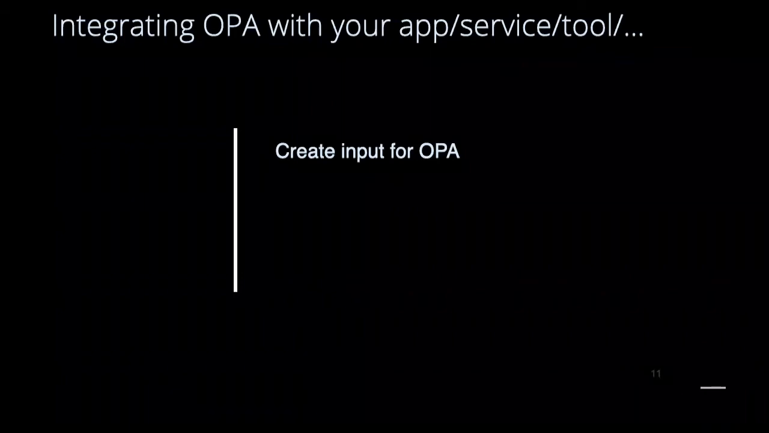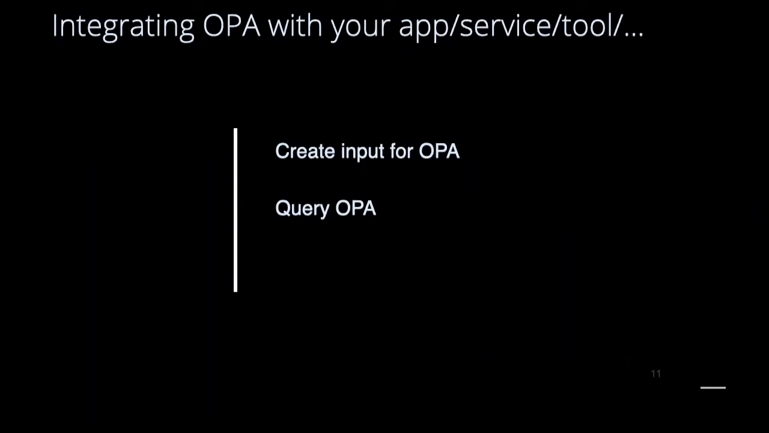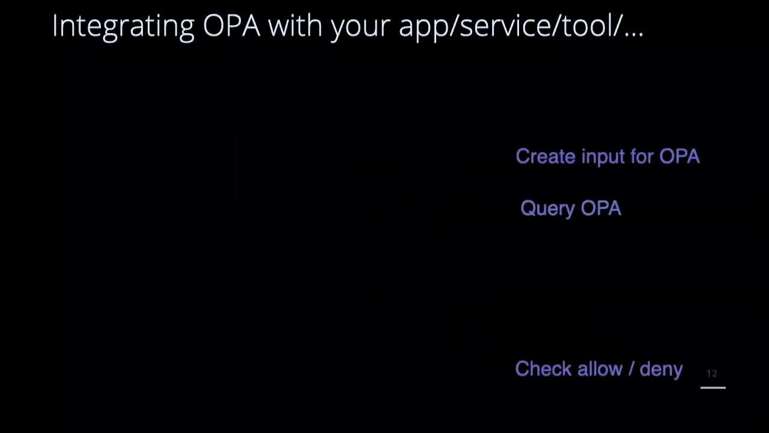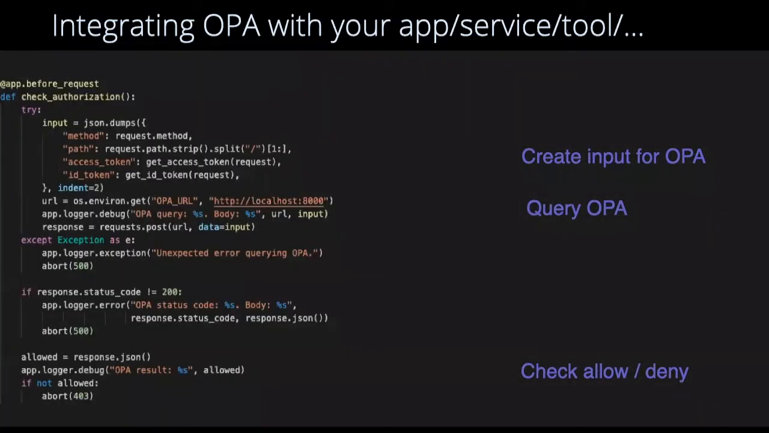After you've created the input for OPA, the next step is to query OPA, to send OPA that input and a policy so that OPA can check that policy against our input, and then decide whether that request needs to be allowed or denied. So these are three essential things. If I put this in perspective for a Python Flask application, it would pan out in this way. Now, there might be a lot of code on the left, but it's really simple once you get a hang of it. So here's the first part, creating an input for OPA.